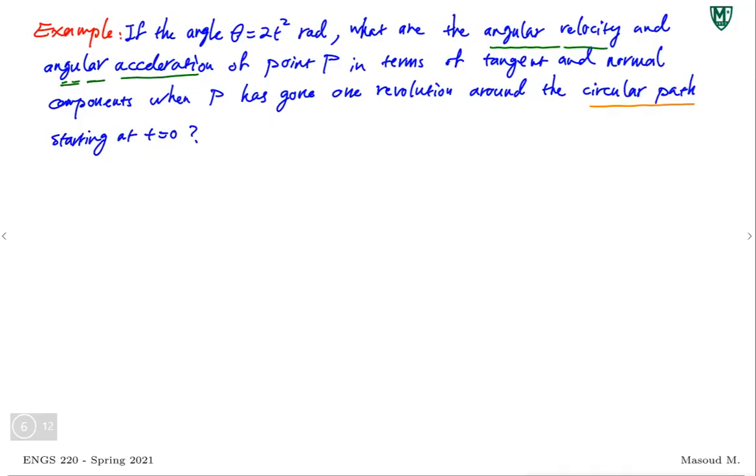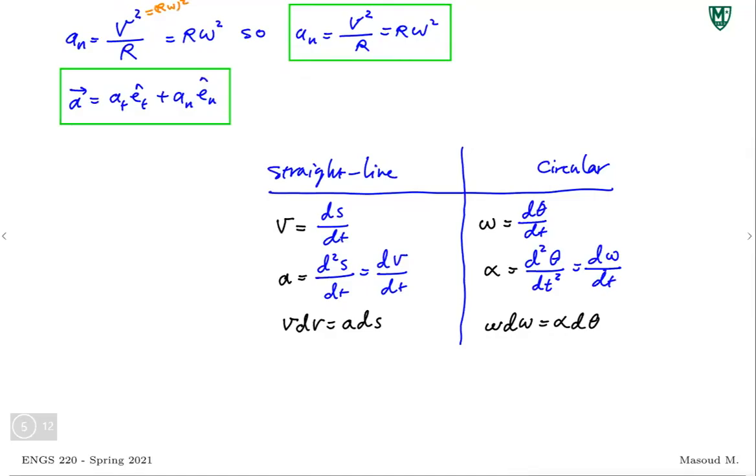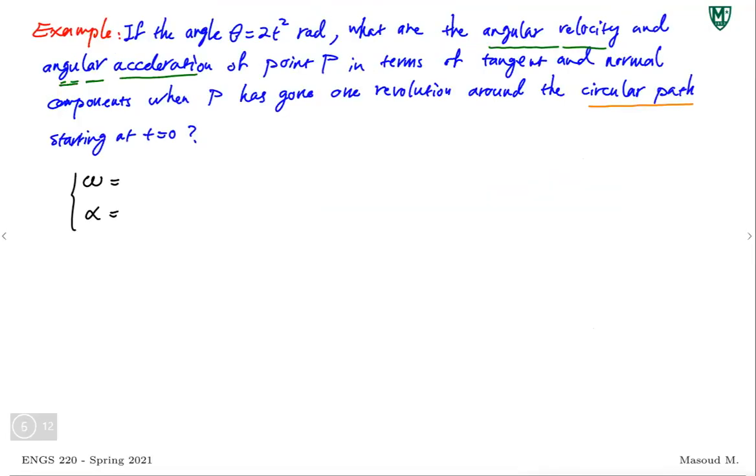Right? So, what are the definitions? Angular velocity omega and angular acceleration alpha are what I need to find. Let's go back to circular motion. I have omega as the derivative of theta with respect to time, and alpha as the second derivative of theta with respect to time, or the derivative of omega with respect to time.